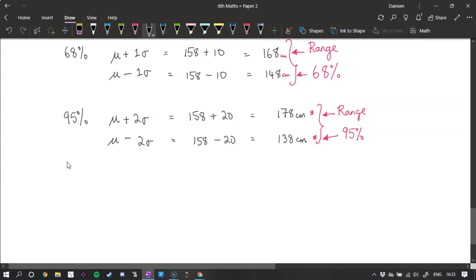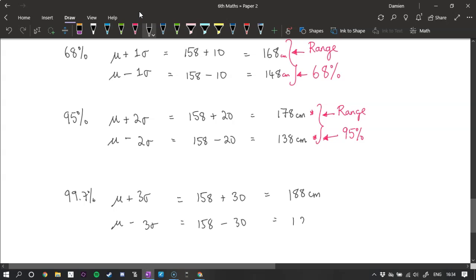And then the final one you've got to be able to do is 99.7%. And this one here is the average plus 3 standard deviations and the average minus 3 standard deviations. So that gives us 158 plus 30, and it gives us 158 minus 30. So that gives us 188 centimeters and 128 centimeters. And in this one, the range here is 99.7% of people in the school are between those ranges.